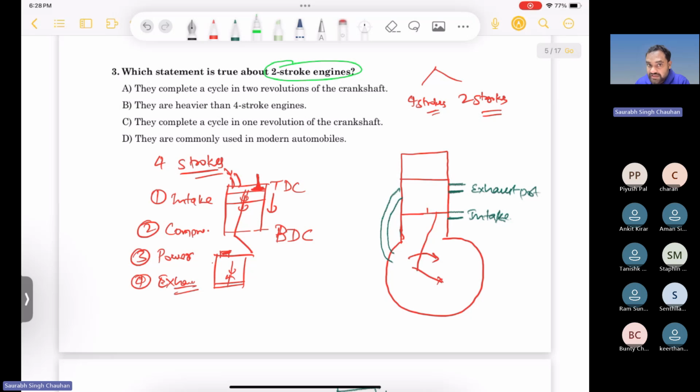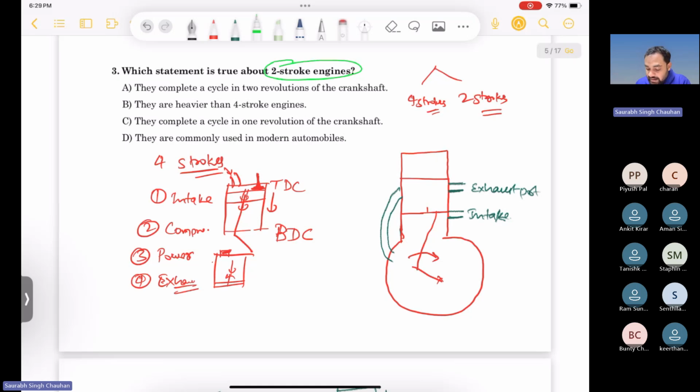So we have discussed two stroke engines and also the crankshaft rotation. The first option says they complete one cycle in two revolutions of crankshaft. Is this true or false? Can anyone please answer? False. Yes, it is false. Why? Because for two strokes, you need one revolution. In two stroke engine, there are only two strokes for completing one thermodynamic cycle, and two strokes correspond to one revolution of crankshaft.